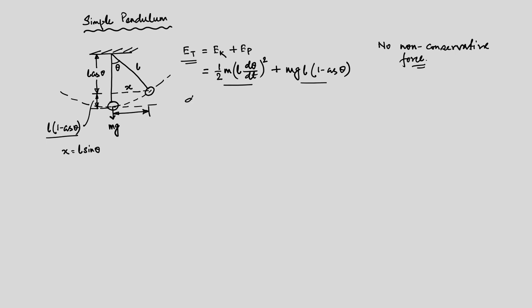So, if it is constant, obviously, if I differentiate total energy with respect to time, this will be equal to 0. And if that is the case, then obviously, we expect to use this information to develop the equation of motion. So, let us see how we do that.